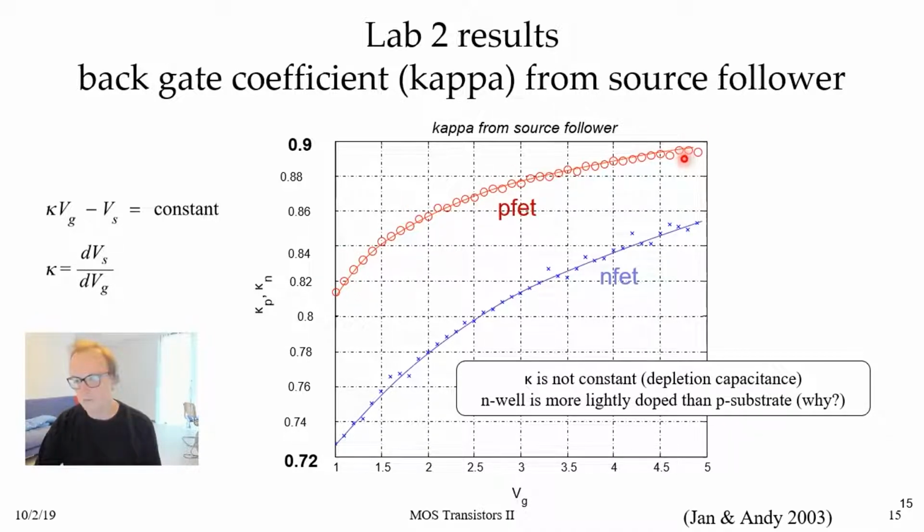What does that mean for the PFET? Well, higher kappa means a wider depletion region, right? And so what it means is that the N wells here are more lightly doped than the P wells that the NFETs are sitting in. So the N wells are more lightly doped in this process than the P wells. So that's how you interpret these kinds of curves.